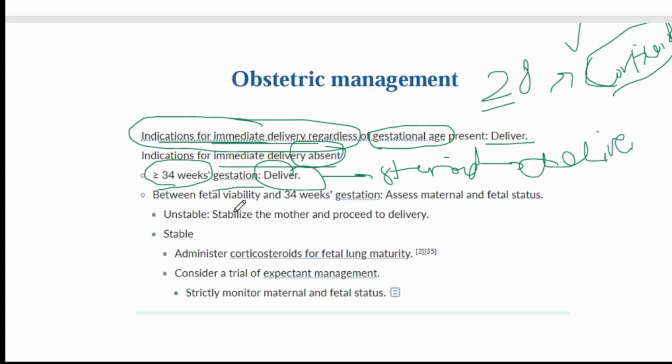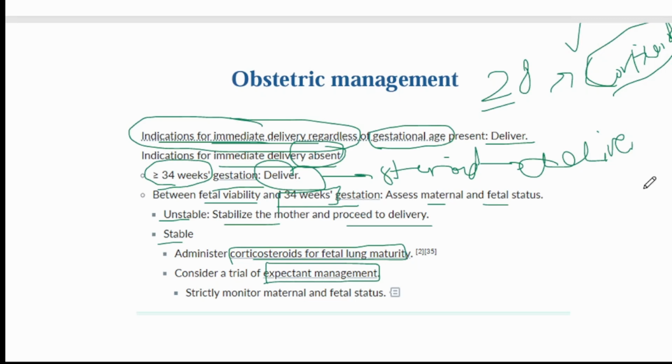Okay, but if the gestational age is between fetal viability and 34 weeks, then we assess the fetal and maternal status. If the patient is unstable, then stabilize and proceed with delivery. Okay, so if she is unstable, then we stabilize her and we deliver, because we know that she will again become unstable, and that might lead to permanent damage to the mother or the baby. So we just deliver even if it's before 34 weeks. But if the patient is stable, we administer steroids for lung maturity, and we consider expectant management in this patient.